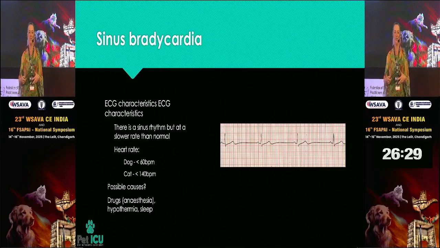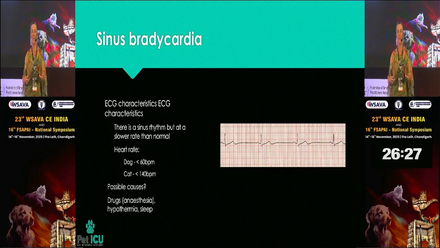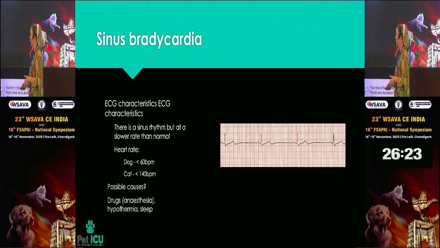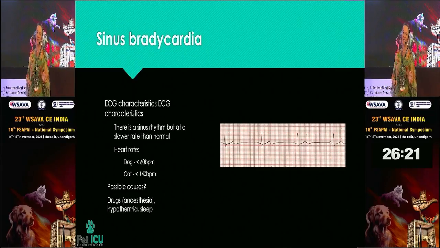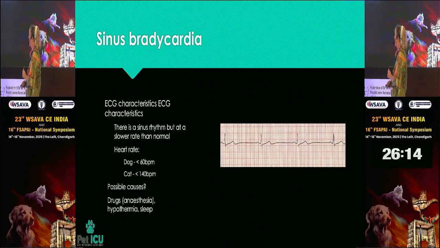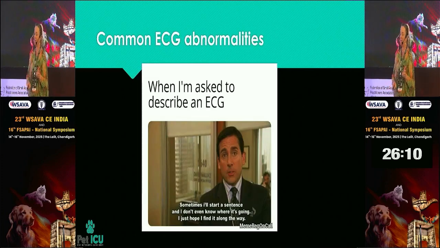If their heart rate's too slow, have we given them too much opioids, too much sedation? And that's another thing, especially medetomidine. If you actually start putting ECG on these dogs that you're giving medetomidine to, you'll see quite a slow heart rate. And sometimes they're just asleep.